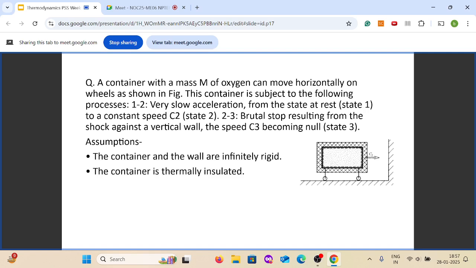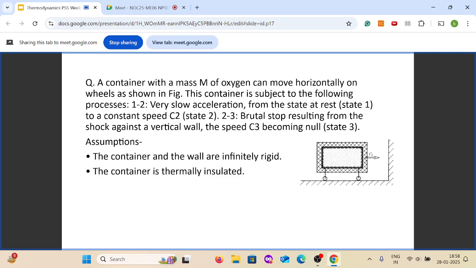So now you have a vessel containing oxygen, and you are slowly accelerating it, such that you don't feel any jerk. Starting very slowly and accelerating very slowly, it takes a large time to achieve a state having a speed C2. Then this vessel goes and hits a wall and comes to a stop. So now the velocity is reduced to 0. So these are the two processes happening: slowly accelerating and reaching a speed C2, and then going and hitting a wall, so you crash it and bring it to a stop. That is the second process.